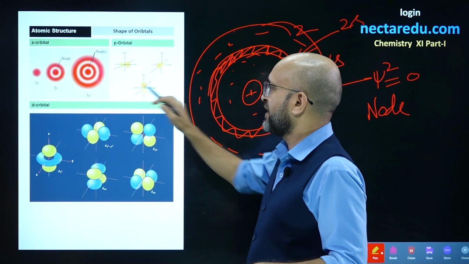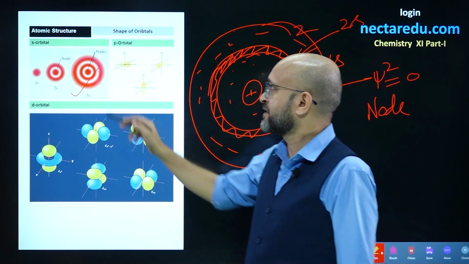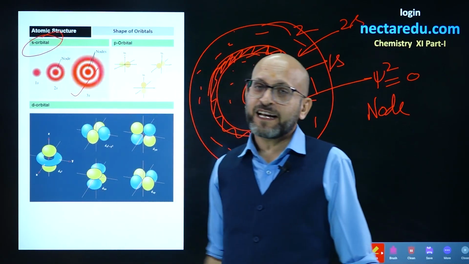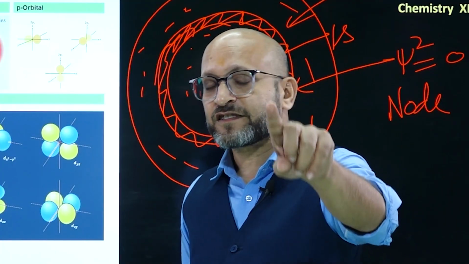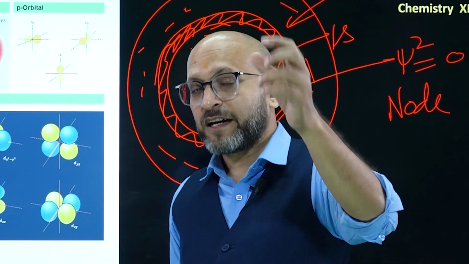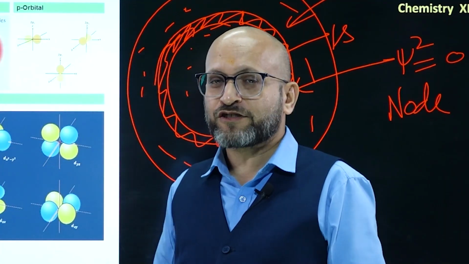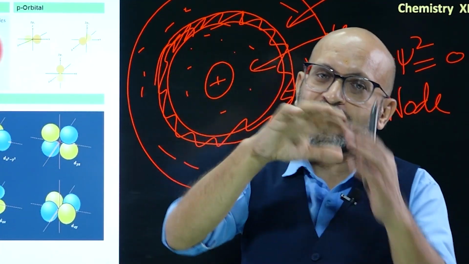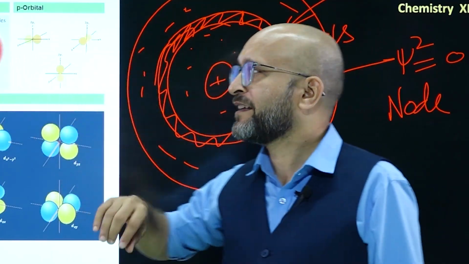If it is a spherical region where electrons are present, then we say that electrons are present in s orbital. If the s orbital is present in the first orbit, we say 1s orbital. If the s orbital is present in the second orbit, we say 2s orbital. If that spherical region is present in the third orbit, we say 3s orbital.